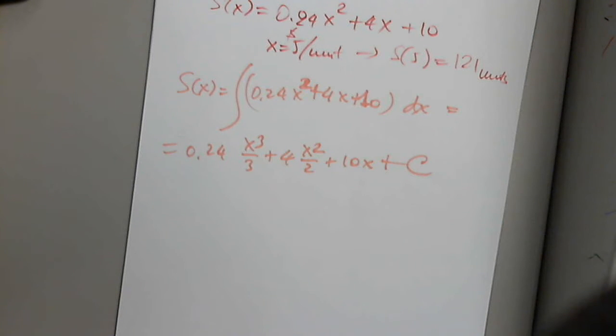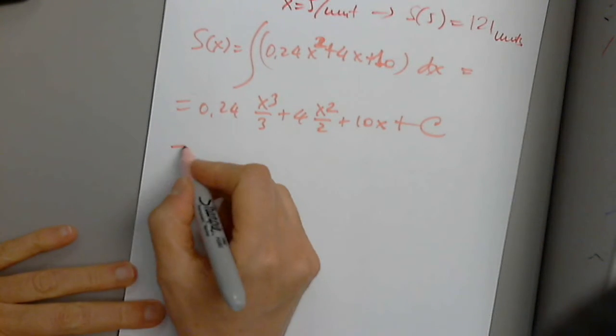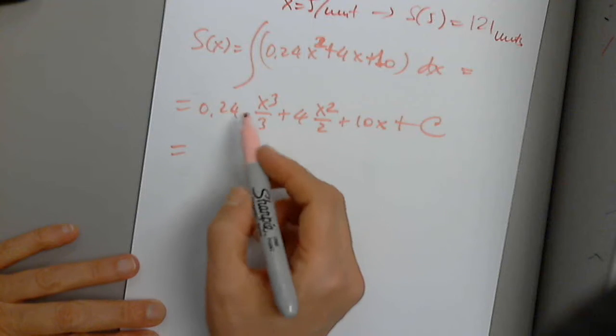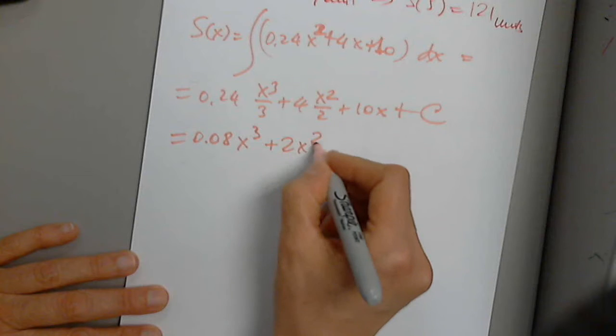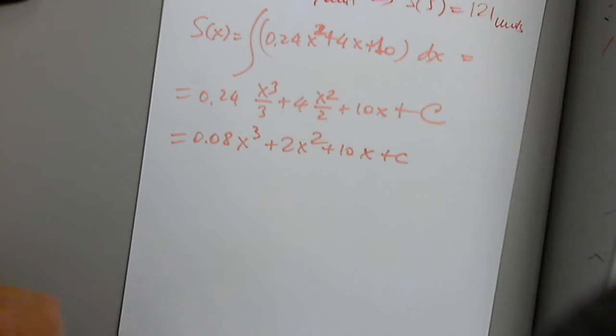Is that clear so far? So the information we have, that x is 5 and S of 5 is 121, will enable us to find c. I would like to simplify before we continue. So 24 divided by 3 is 8. So 0.08x cubed plus 2x squared plus 10x plus c. Is this okay? Yes, because you're basically just dividing. Yeah, I'm just simplifying so I don't have fractions in there.